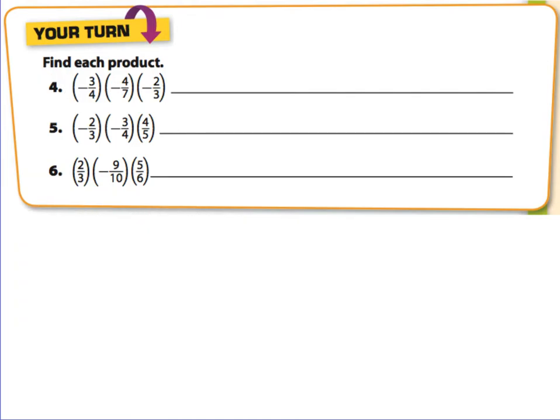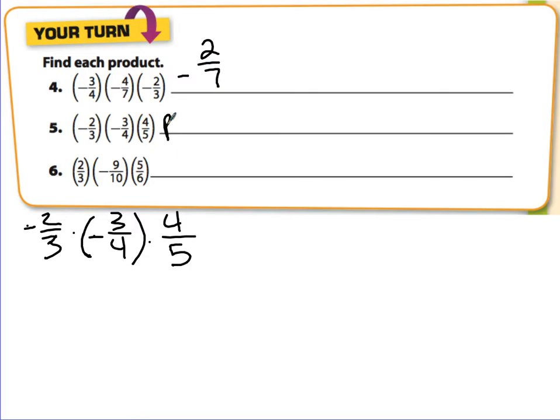All right, so negative 2/3 times negative 3/4 times 4/5, and I'm going to use the cross simplification. I want us to get used to that. I know negative and negative gives me a positive. Since there are 2 negatives, I know my answer is going to be positive. So my answer here was negative 2/7. My answer here should be positive.